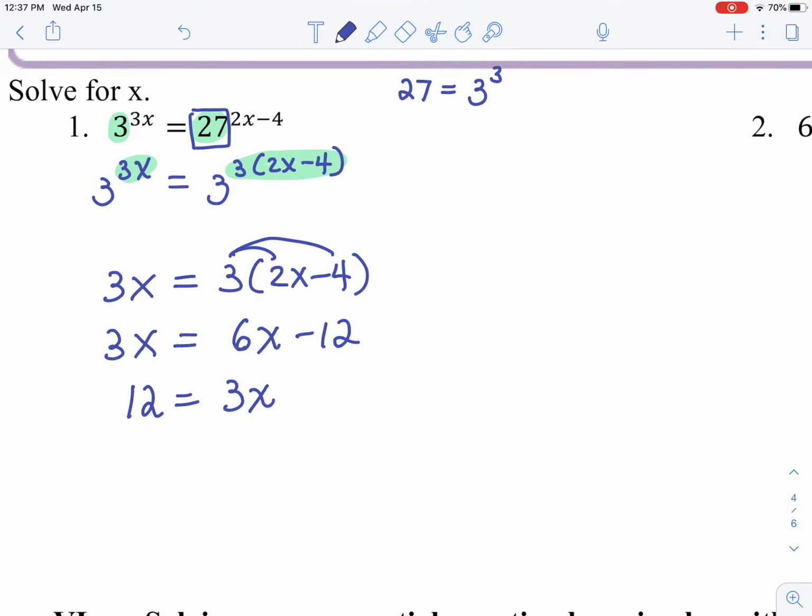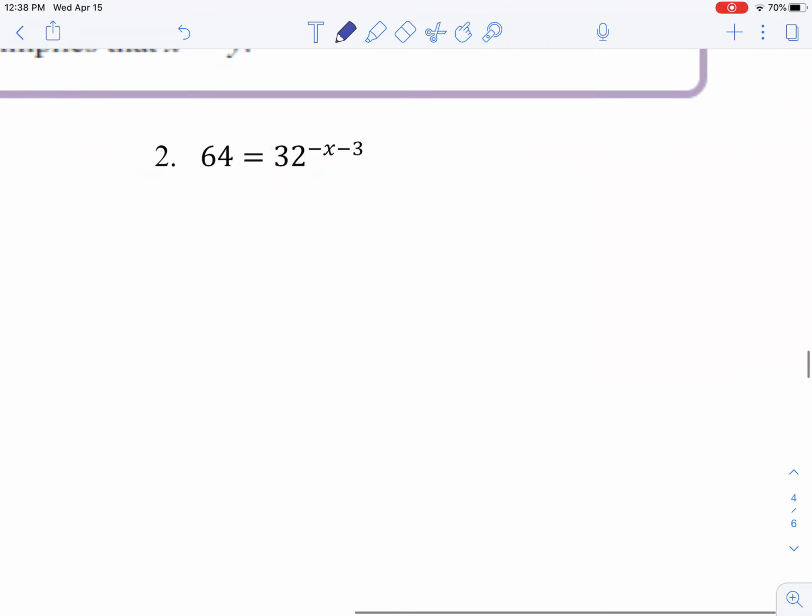All right, so I distributed it. Let's go ahead and subtract 3x from both sides and add 12 to both sides. I will get 12 equals 3x. Therefore, x comes out to be 4. So if I plug in 4 into the left and the right side, both sides will check out. So that's one method. That's another method, but that doesn't happen all the time. So the backup plan is you know how to take natural log or common log of both sides. All right, let's look at this one.